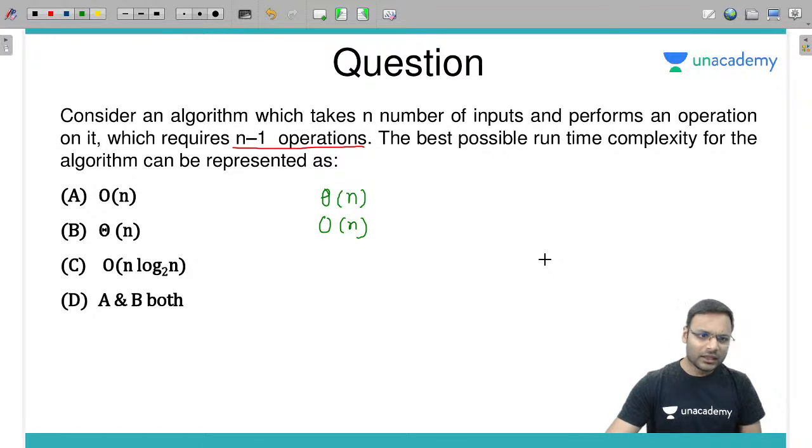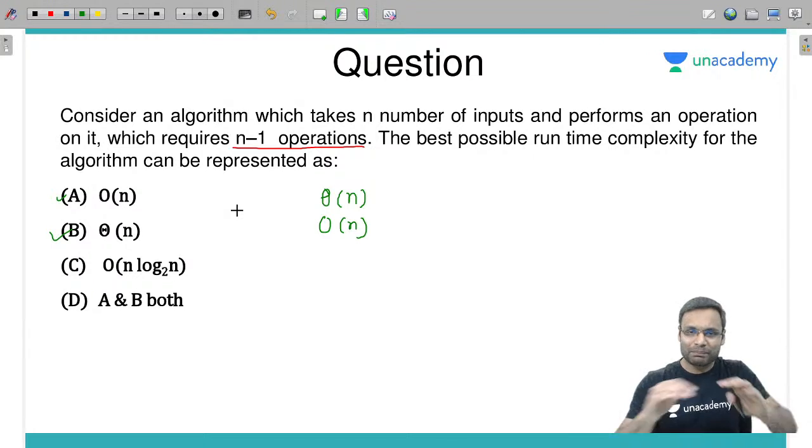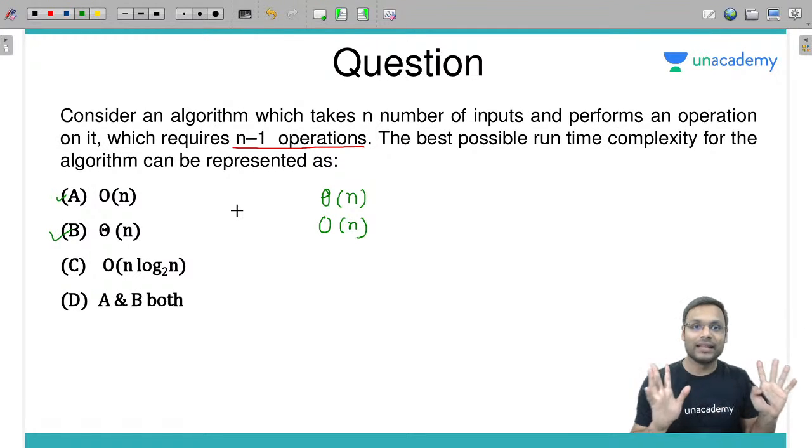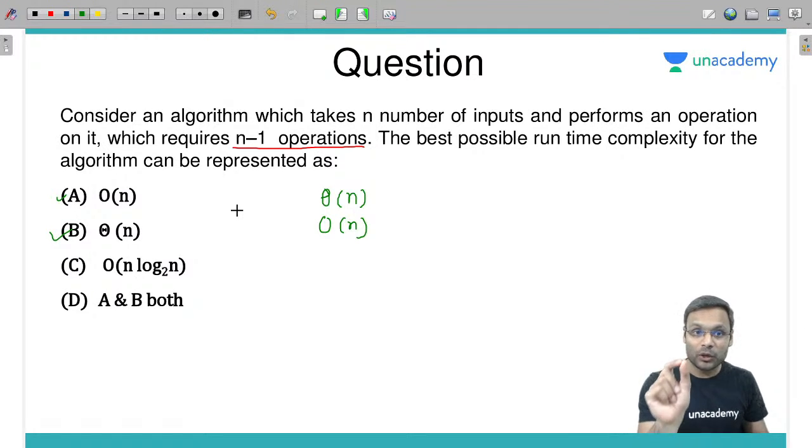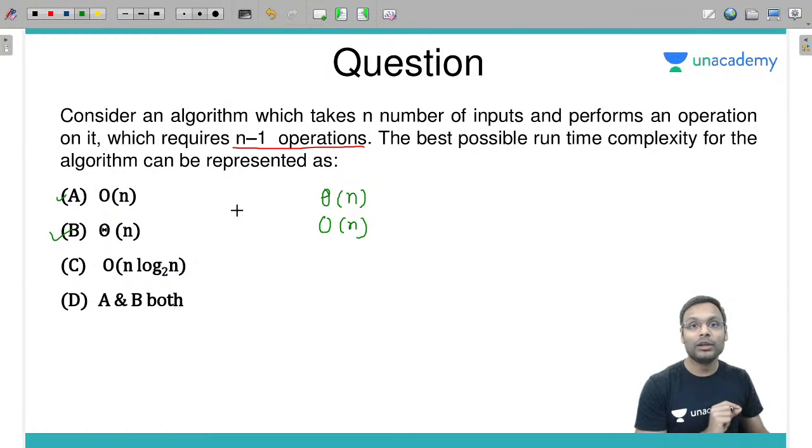So big O of n, theta of n, both will be fine. More appropriate is B, but this is also correct. Big O of n means maximum n, it can be less than that. n से कम भी हो सकता है, इसका मतलब होता है big O of n.